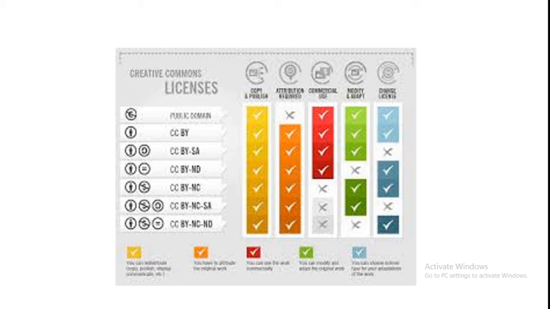Now CC BY NC SA, that means we can copy and publish, we have to attribute the authors, we cannot do commercial use because NC is there, and SA is there, so we cannot change the licensing term. Last, CC BY NC ND, that means NC is there, so we cannot use it for commercial purposes. Then we have ND, so we cannot modify it and adapt. So these two symbols are there.